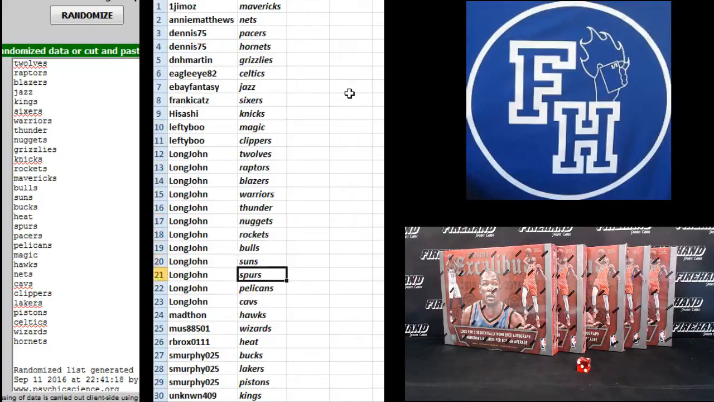Bulls, Suns, Spurs, Pelicans, and Cavs, Madthon, Hawks, Muse, The Wizards, RB Rocks, Heat, S. Murphy, Bucks, Lakers, and Pistons, and Unknown 409, the Kings.